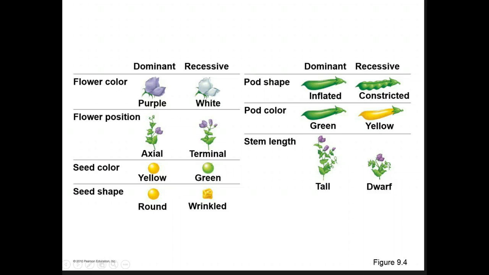In the last segment, we left off talking about the 7 characteristics of pea plants studied by Mendel. He studied flower color, flower position, seed color, seed shape, pod color, and stem length. Studying these individual characteristics one at a time allowed him to see patterns emerging. In the next segment now, we're going to talk about how single traits are inherited and how Mendel's work helped facilitate this understanding.